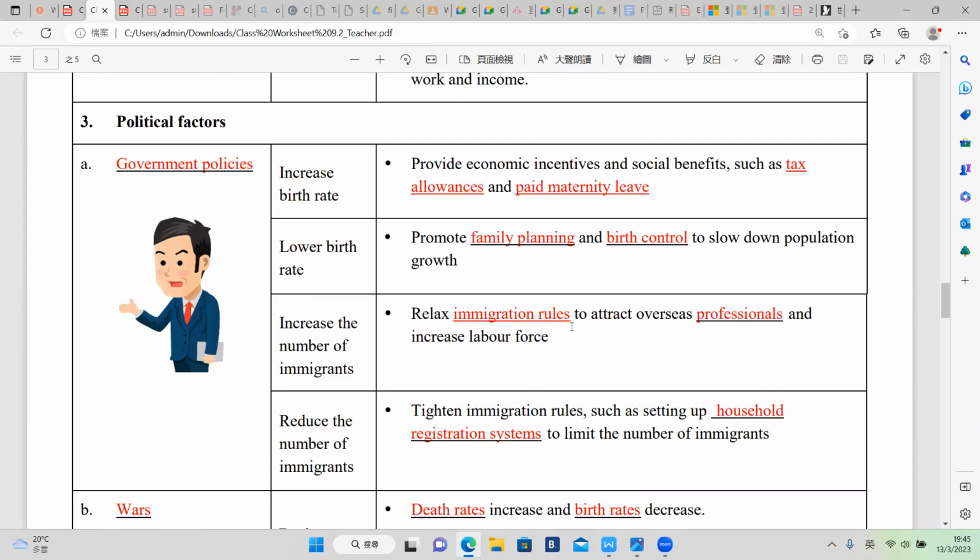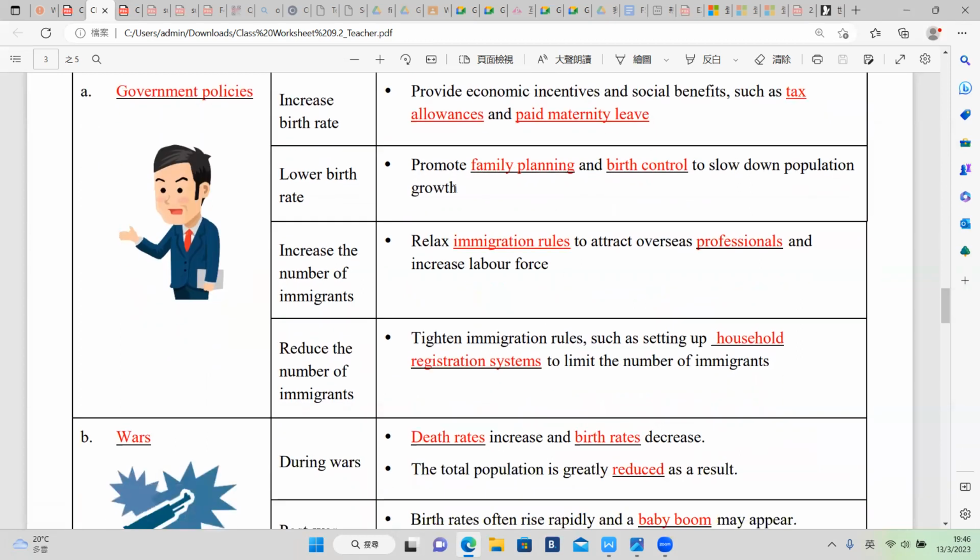If your grandma or grandpa was born in the 60s, they had a lot of children. But right now, maybe we are the only child, or we just have 1 or 2 brothers or sisters. So family planning is important. Birth control can slow down the population growth as well.